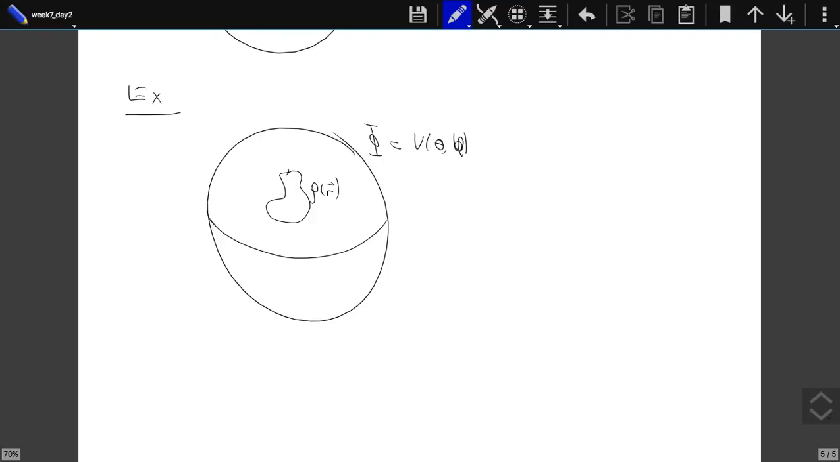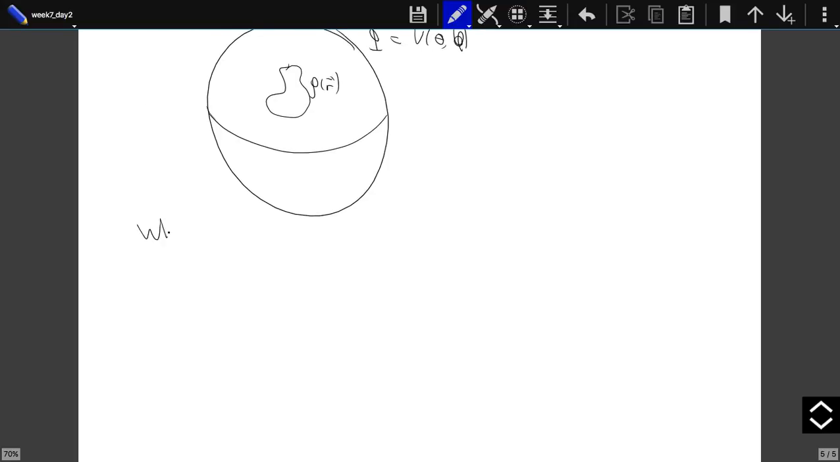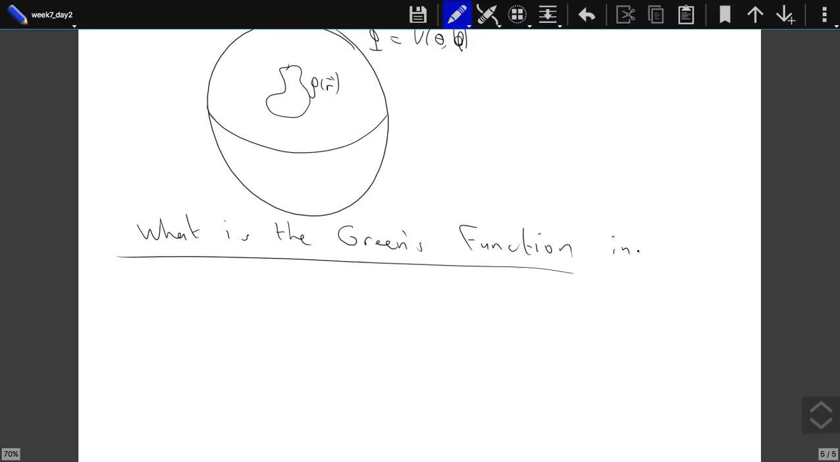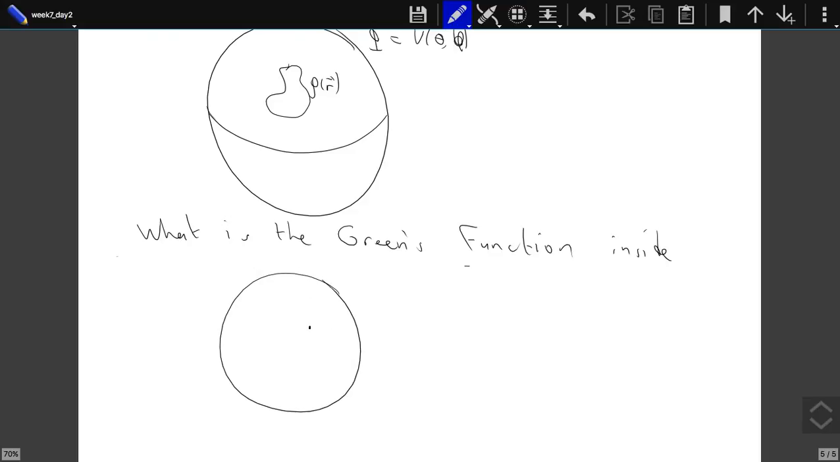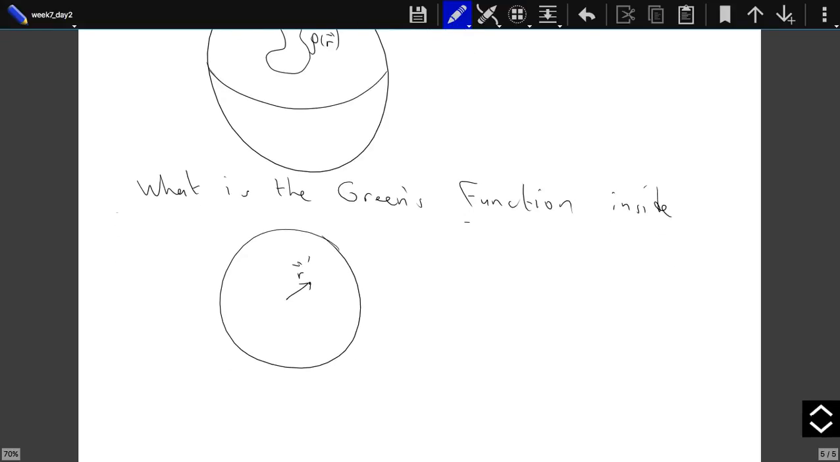Now the Green's function inside should satisfy this equation. So this is our sphere. We have our point charge somewhere over there. Let's say that is R prime. And it is grounded.